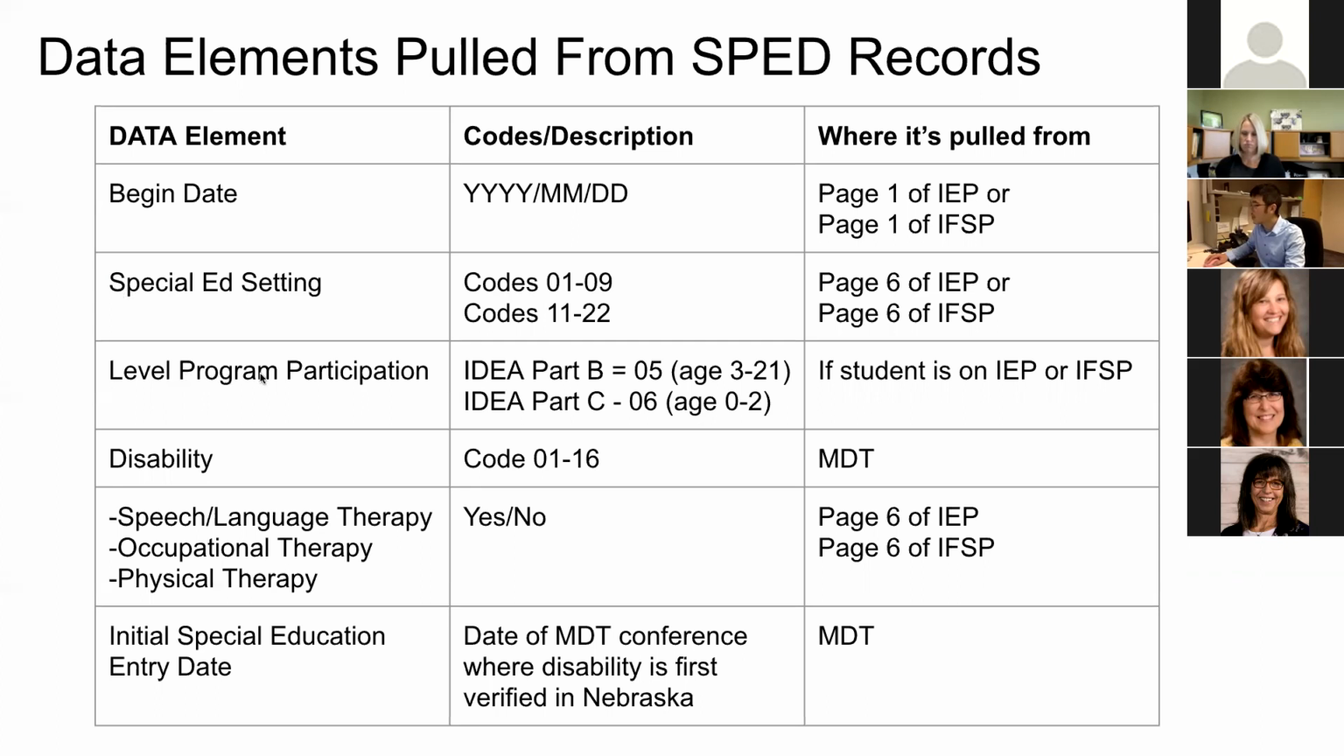And the level of program participation just means, are they part of IDEA Part B or Part C? And SRS will just fill this out automatically, determined on whether or not the system is getting information from an IEP or an IFSP. And then disability comes from the MDT. And whether the student receives these 3 services is also detailed on page 6 of the IEP and the IFSP. And then the last thing that is just kind of behind the scenes is the initial SPED entry date. And this is the date of the first MDT conference where the student verifies with a disability within the state of Nebraska.